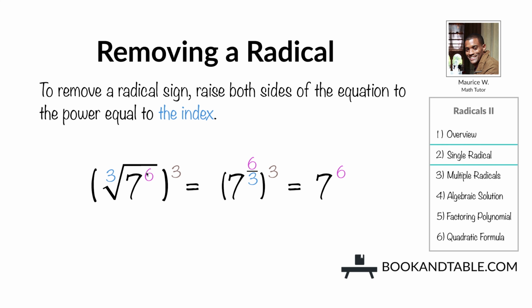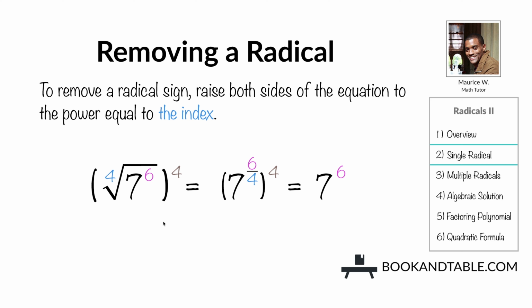If we change our exponent and our index, we still go about removing the radical sign the same way. This term would be 7 to a power of 6 over 3. So you would raise both sides of the equation to a power of 3. This 3 cancels out our index 3, leaving you with just 7 to a power of 6, the term underneath. And no matter what values you plug in there, the index could be 4. 7 to a power of 6/4, raise both sides to a power of 4. The 4's negate, leaving you with just 7 to a power of 6.